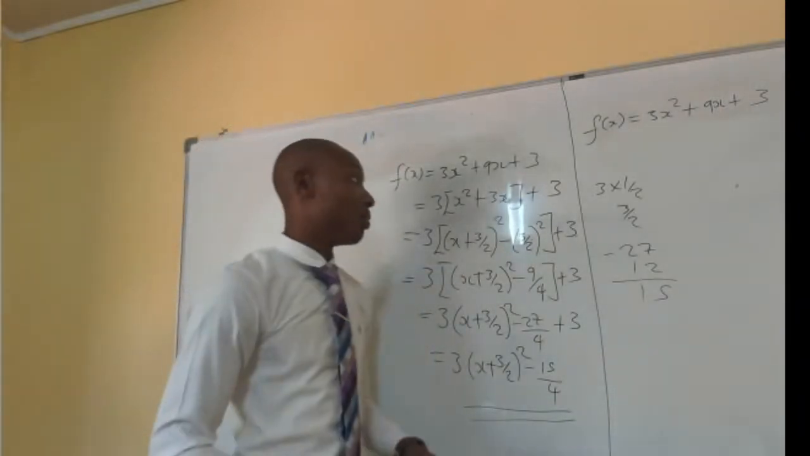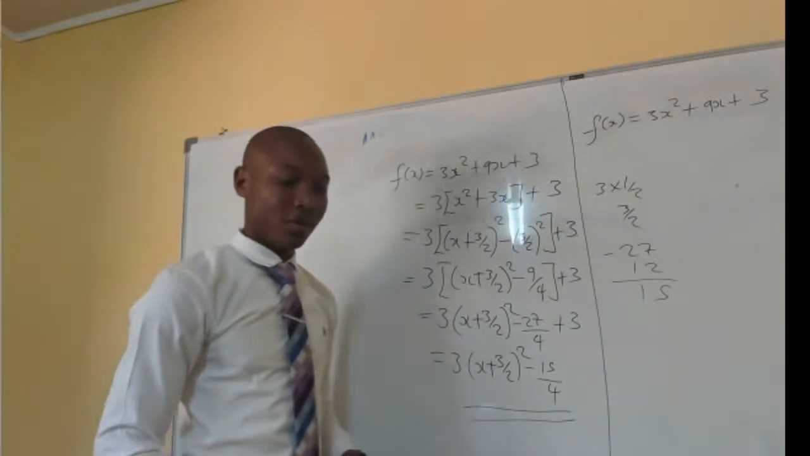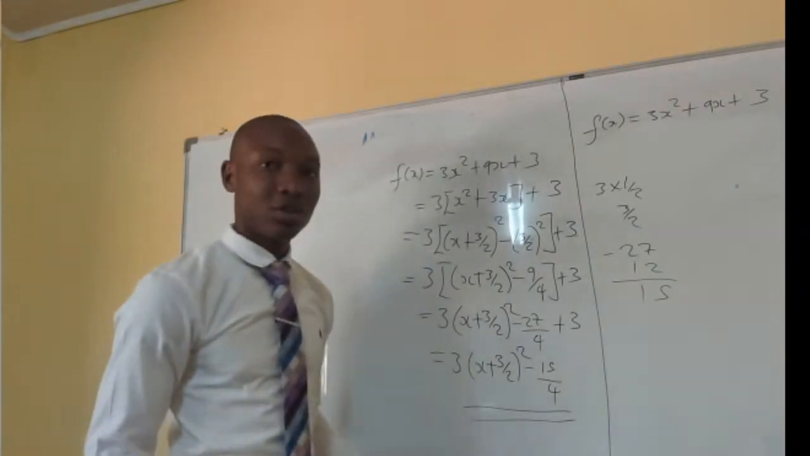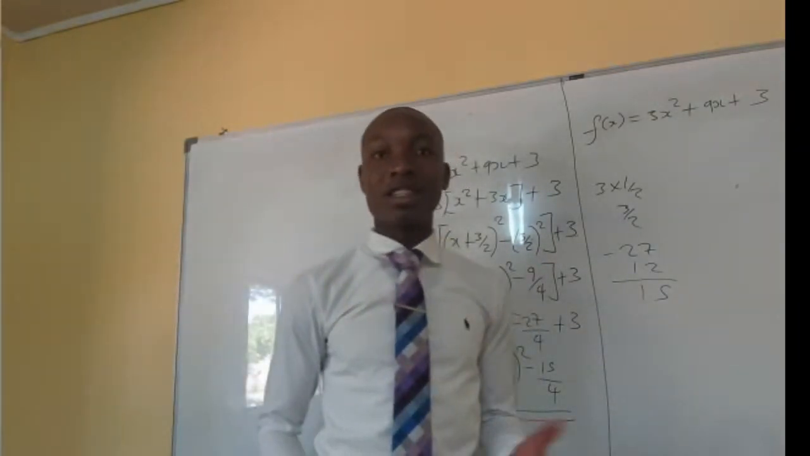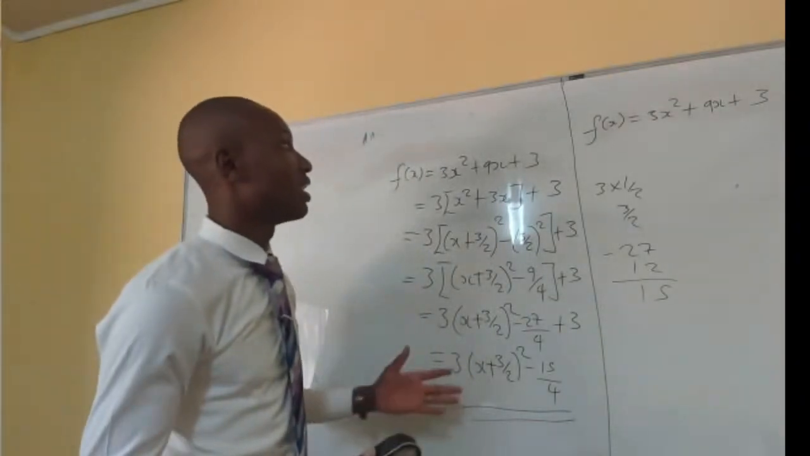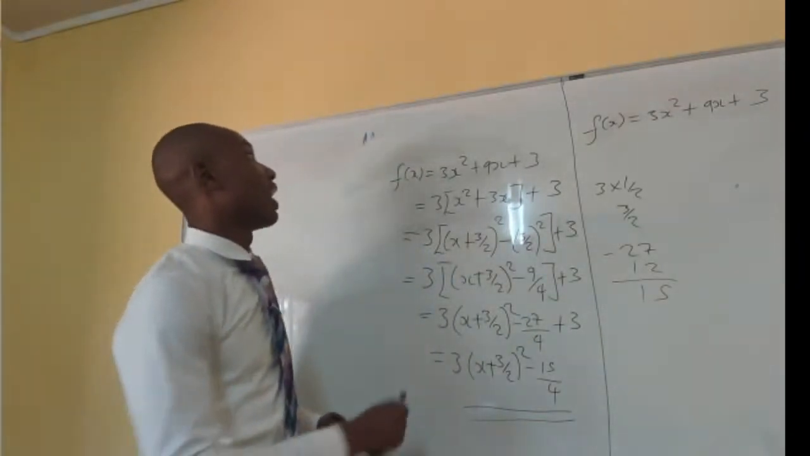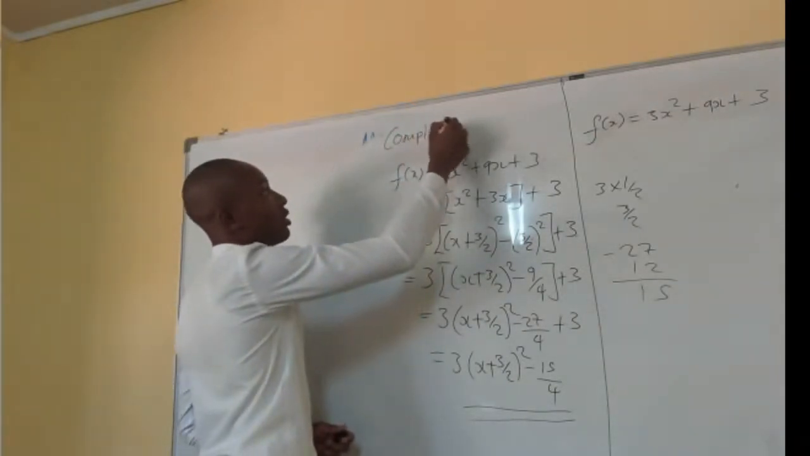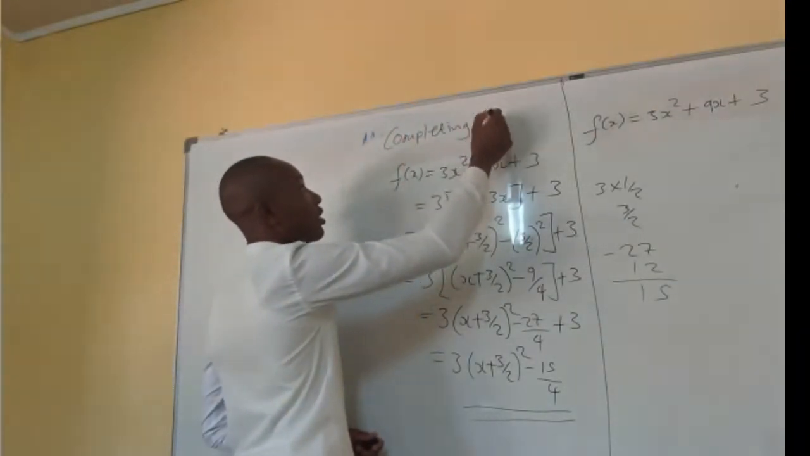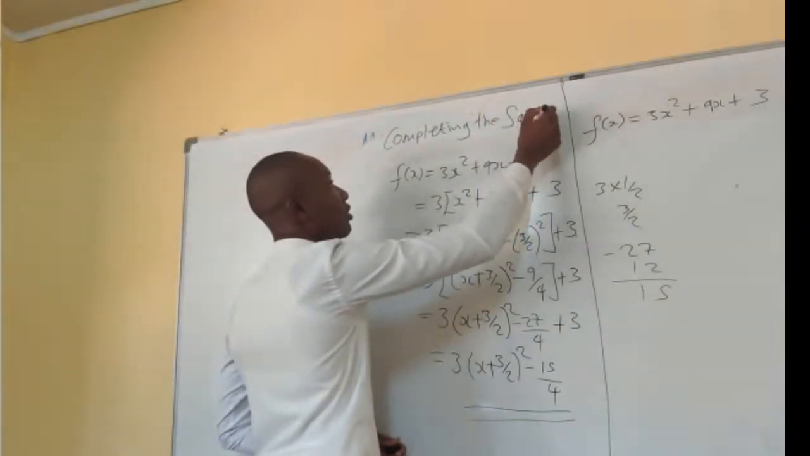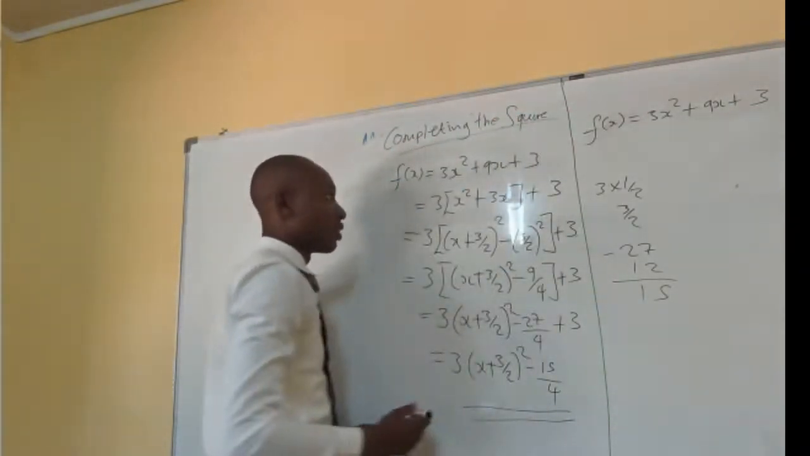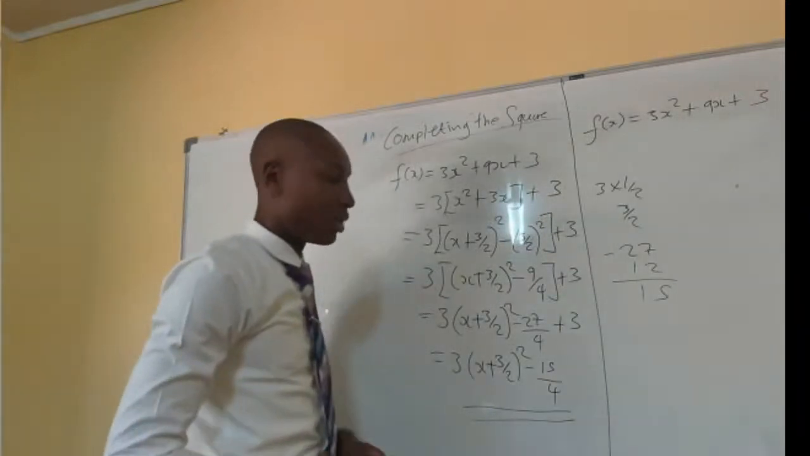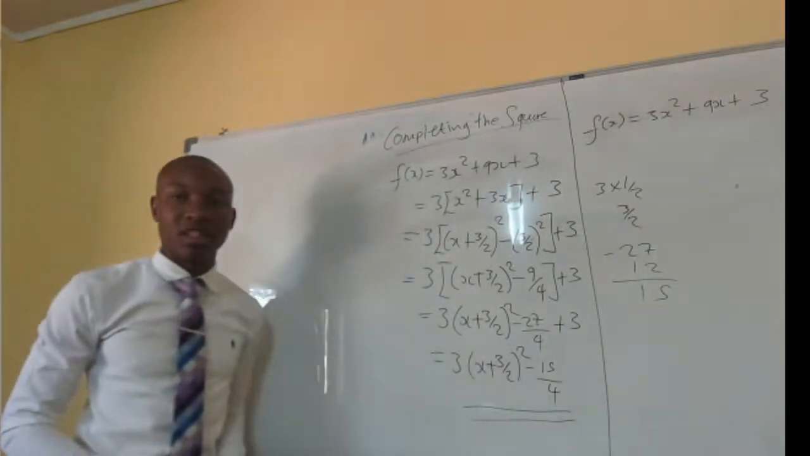Alright, so I've completed the square for that question as well. Let's do maybe a third example over the same. Okay, so completing the square, this is all we are doing today. So this is how you go about these questions.